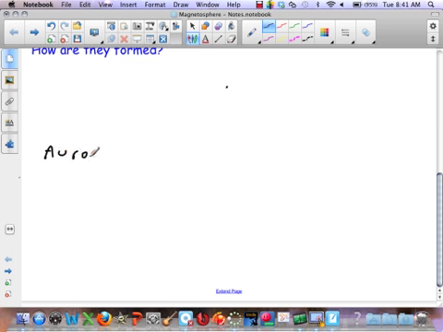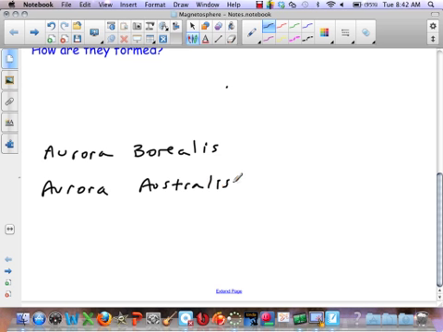See the aurora borealis, and then we have the aurora australis. Okay, guess which one's in the southern hemisphere? Australis. Very good, right? And we know that because Australis is similar to what country, continent? Australia. So Australia is in the southern hemisphere.